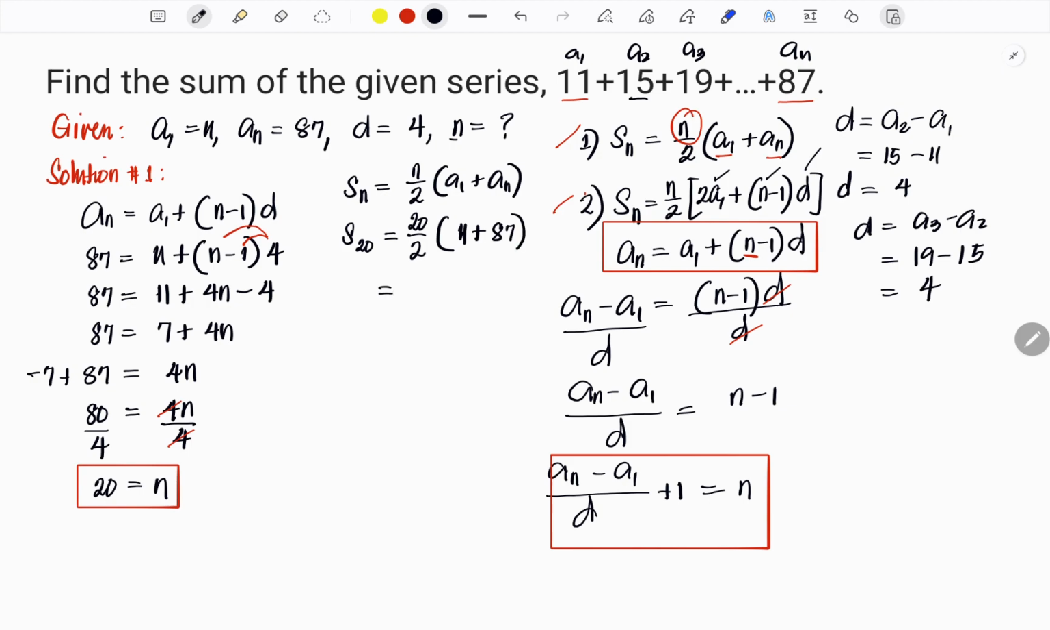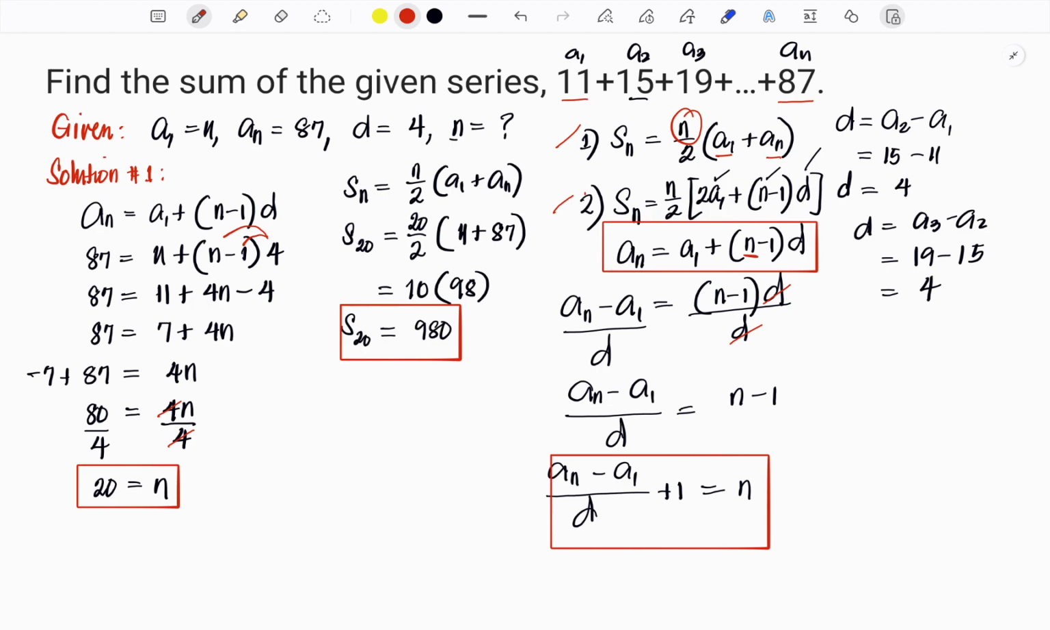Then observe that we can simplify 20 over 2 outright. So 20 divided by 2 is equal to 10 times 11 plus 87 is equal to 98, and 10 times 98 is equal to 980. Therefore, the sum of the first 20 terms in the sequence is 980, and that is our final answer.